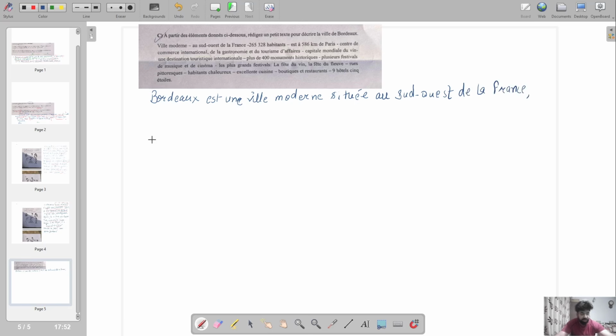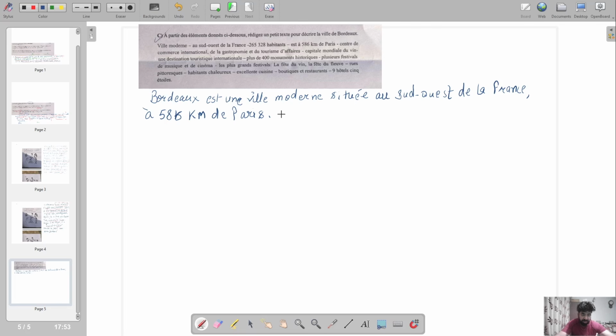Okay. Now the next thing, it talks about the total inhabitants and how far it is from Paris. Because I'm talking about the city right now, I'll just interchange the sentence and put the distance right now. So it's 586 kilometer de Paris. I have closed this with the location of the city. It is modern and 586 kilometer away from Paris.